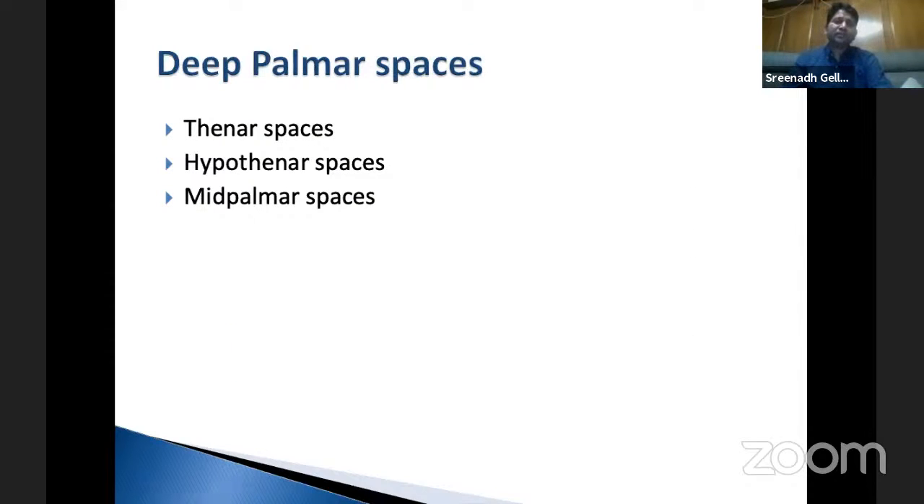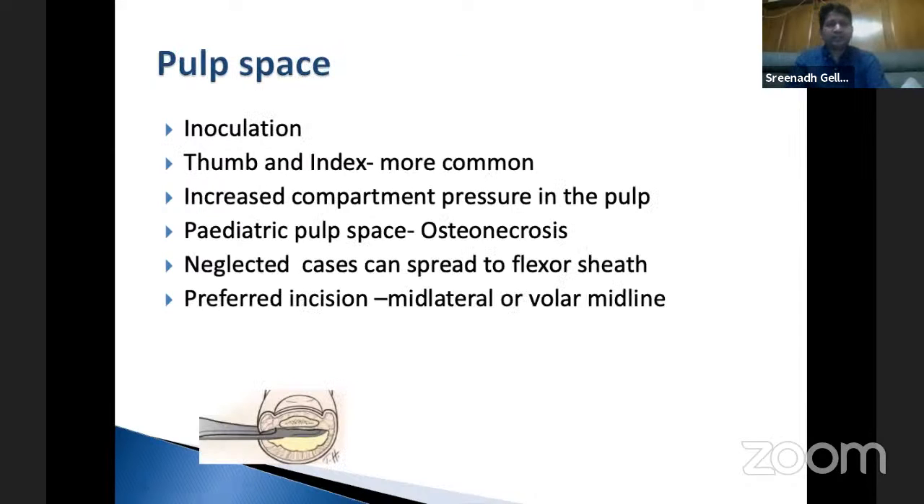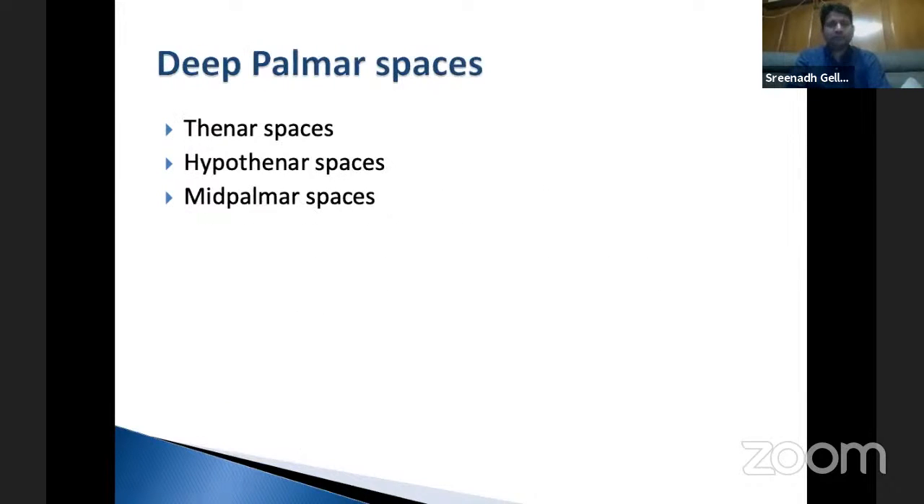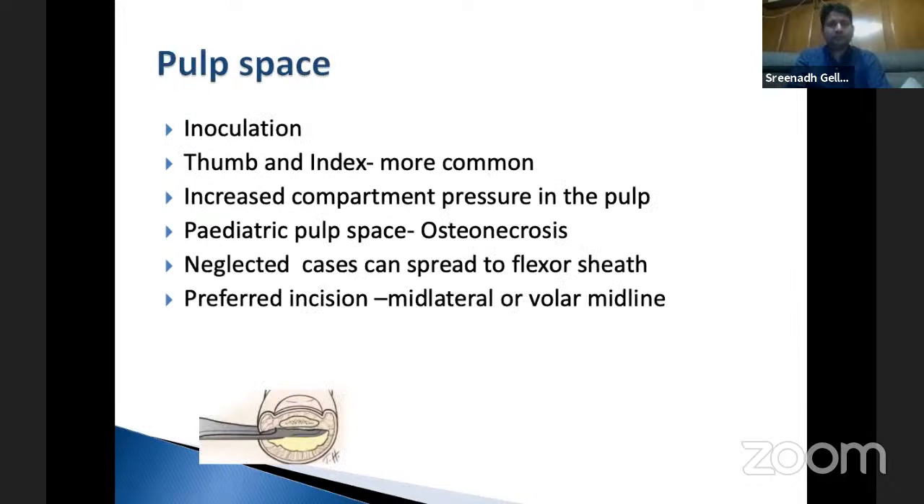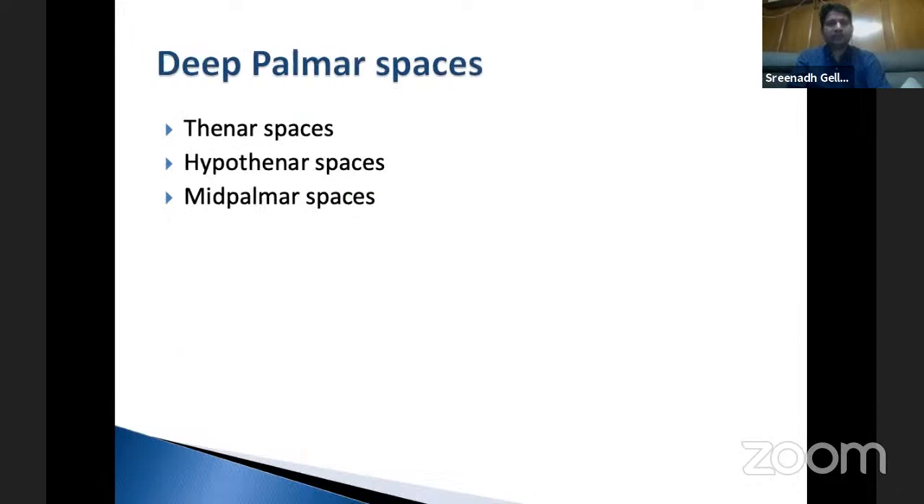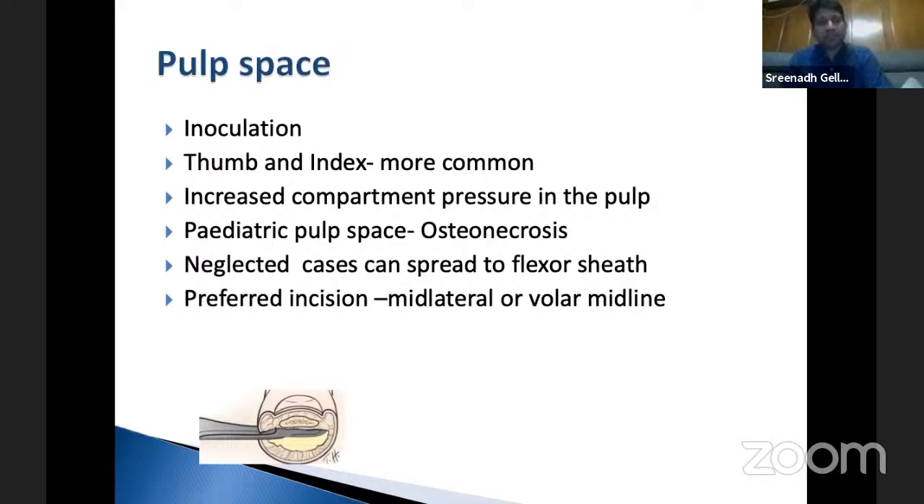Deep palmar spaces, these are the three most common spaces that are there, and majority of the time, if you have any questions, the questions will be surrounding these spaces, collections surrounding these spaces. And I would like to start with the Thenar space. Sorry, okay, let me start with pulp space.